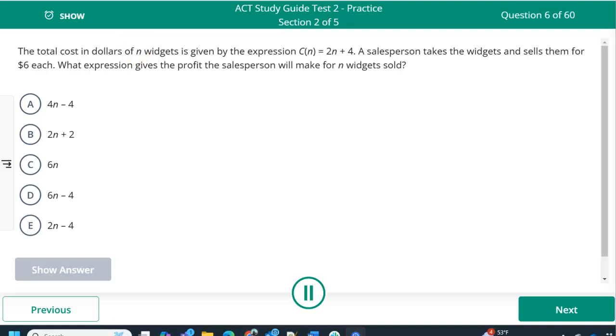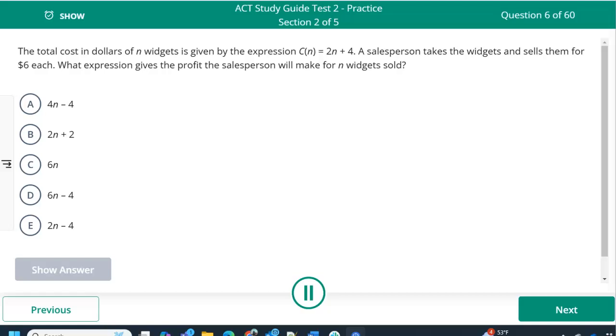Total cost in dollars of n widgets is given by the expression C of n equals 2n plus 4. A salesperson takes the widgets and sells them for $6 each. What expression gives the profit the salesperson will make for n widgets?